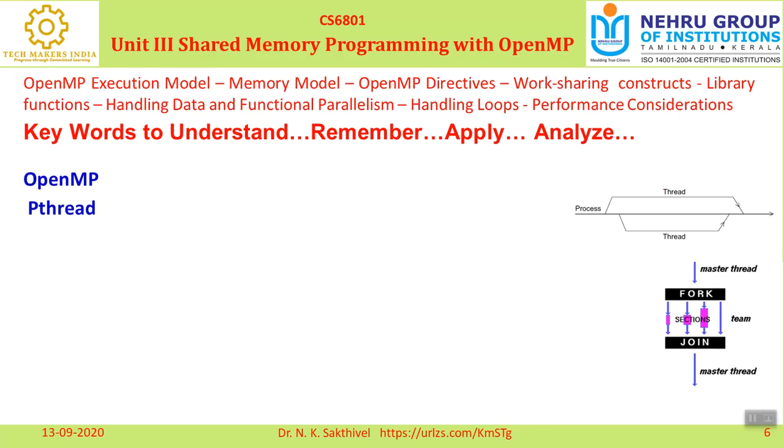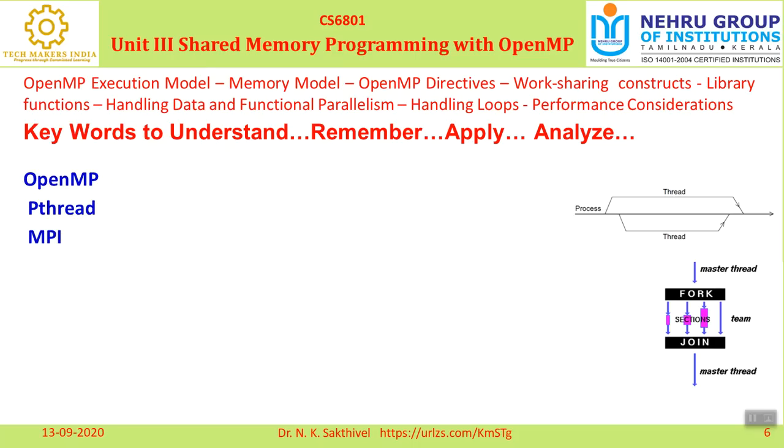The next keyword is Pthread. P refers to parallel, so parallel threads. Pthread is nothing but an execution model, also called a parallel execution model. So Pthread is the mechanism. Once you call Pthread, the compiler will start to execute threads in parallel mode. You can understand, this is called Pthreads.